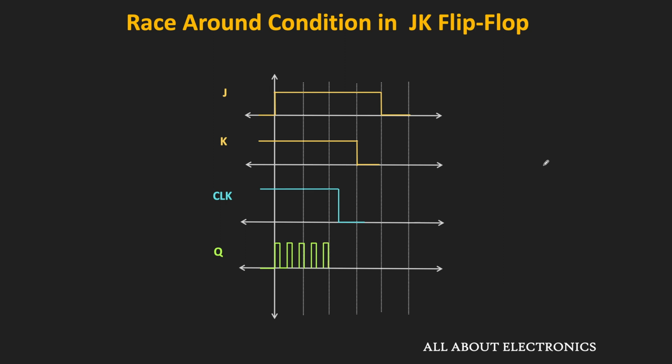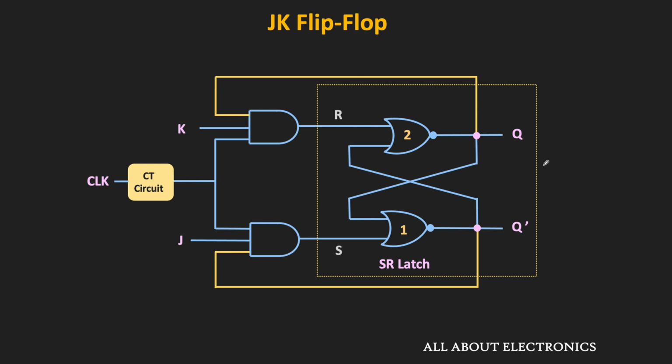So this condition can be avoided if the flip-flop is edge triggered and the pulse which is generated by this clock transition circuit is very narrow. That means using the edge triggered flip-flop, we can avoid this race around condition. So that is all about the JK flip-flop. I hope in this video you understood the working of this JK flip-flop and you also understood how to write the characteristic equation as well as the excitation table of this JK flip-flop.